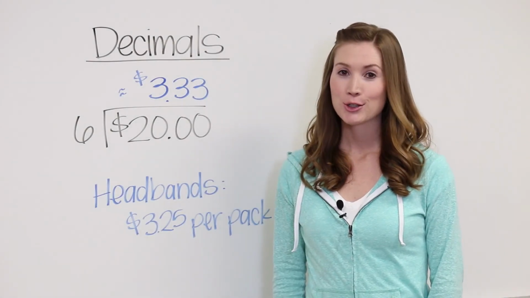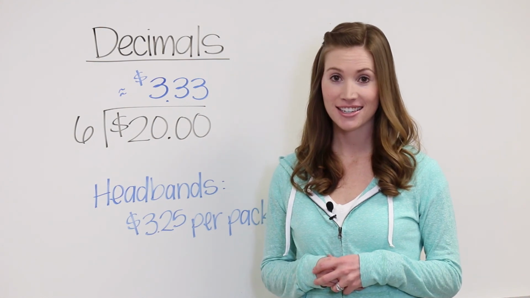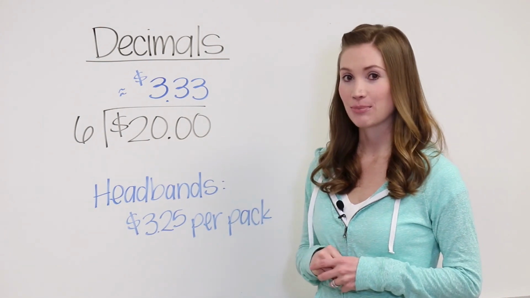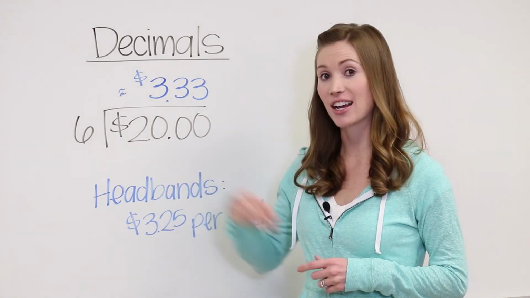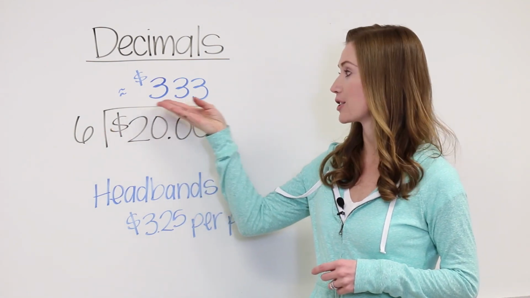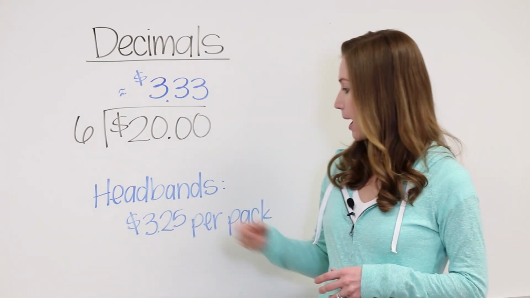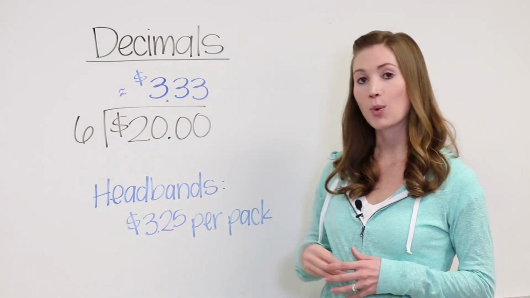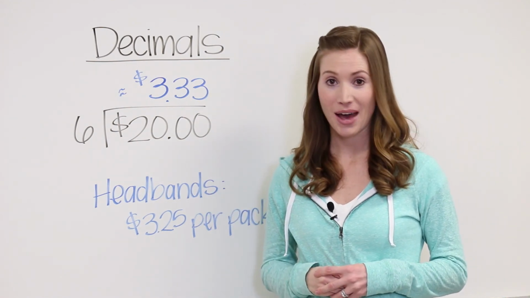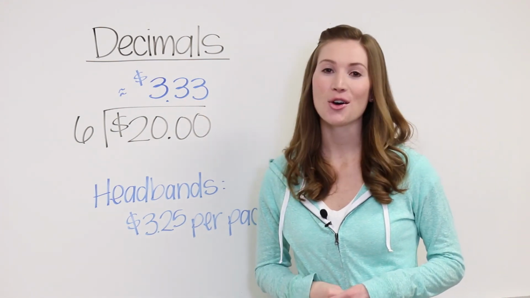Welcome back. So does Roxy have enough money to buy a pack of headbands for each of her 6 friends? If you said yes, you're correct. Roxy has $20 to spend on party favors, and she has 6 friends that have RSVP'd. When we divide the two, we get approximately $3.33 that Roxy can spend on each friend. A pack of headbands costs $3.25, so she definitely has enough to buy each friend a pack of headbands. Now, if you didn't get this answer, that's okay. Let's go over it together.